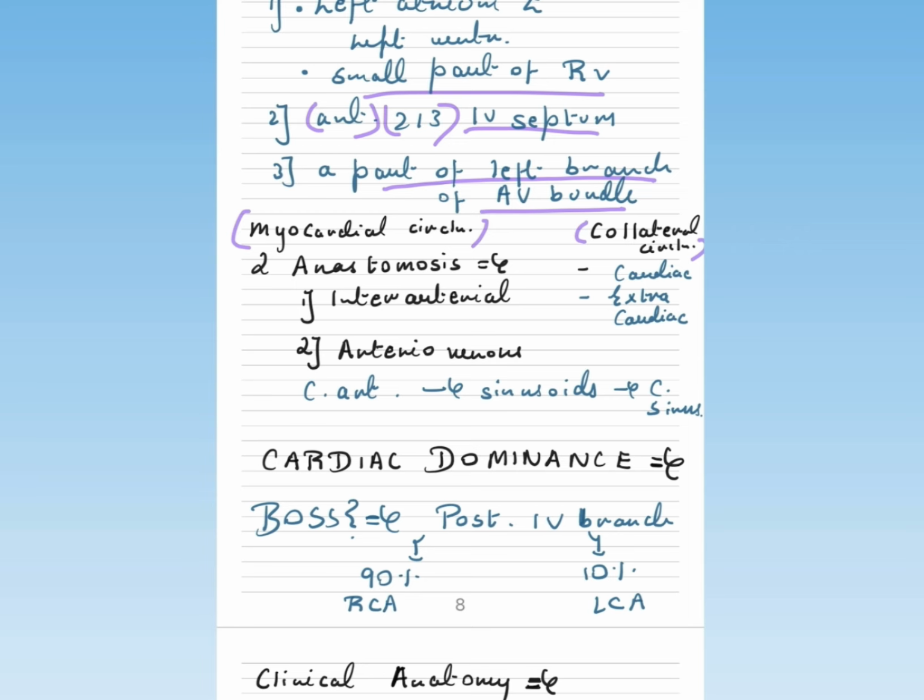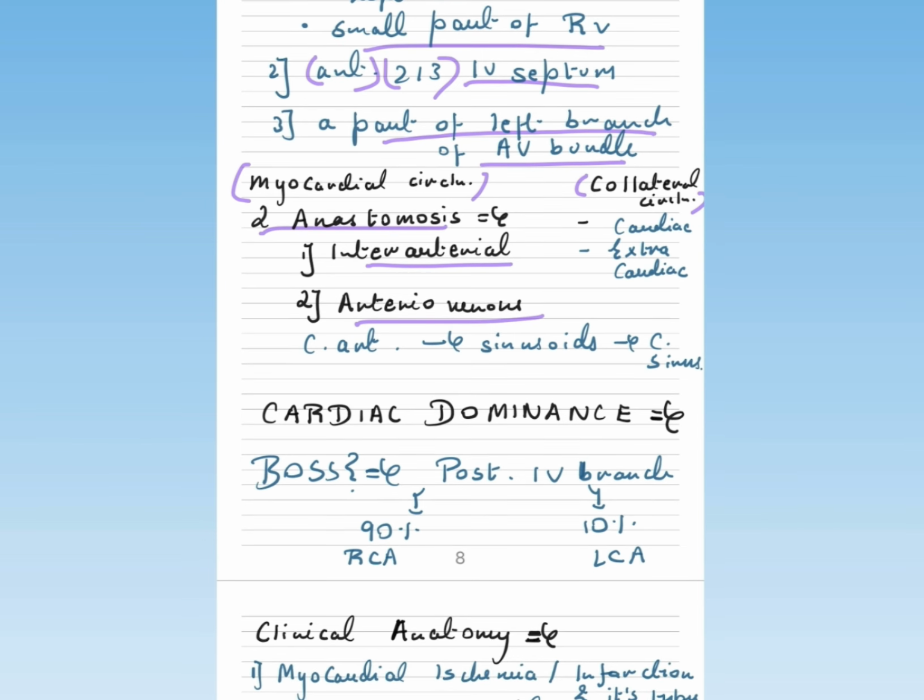First of all, there can be two types of anastomosis. There is an interarterial anastomosis and there is an arteriovenous anastomosis. Interarterial, that is the LCA with the RCA, that was in the crux of the heart. Then arteriovenous anastomosis is mainly coronary artery giving rise to sinusoids, which then form the coronary sinus, which is the main vein of the heart.